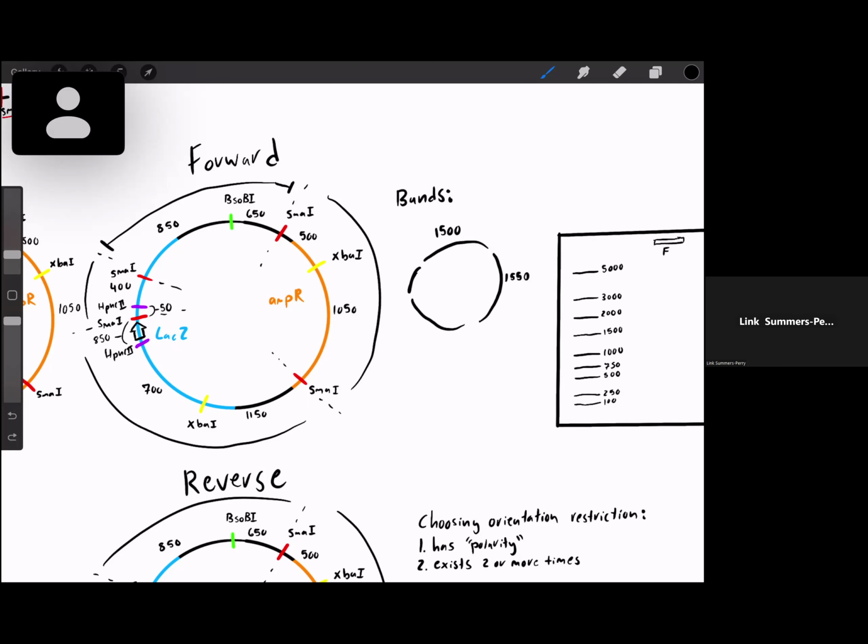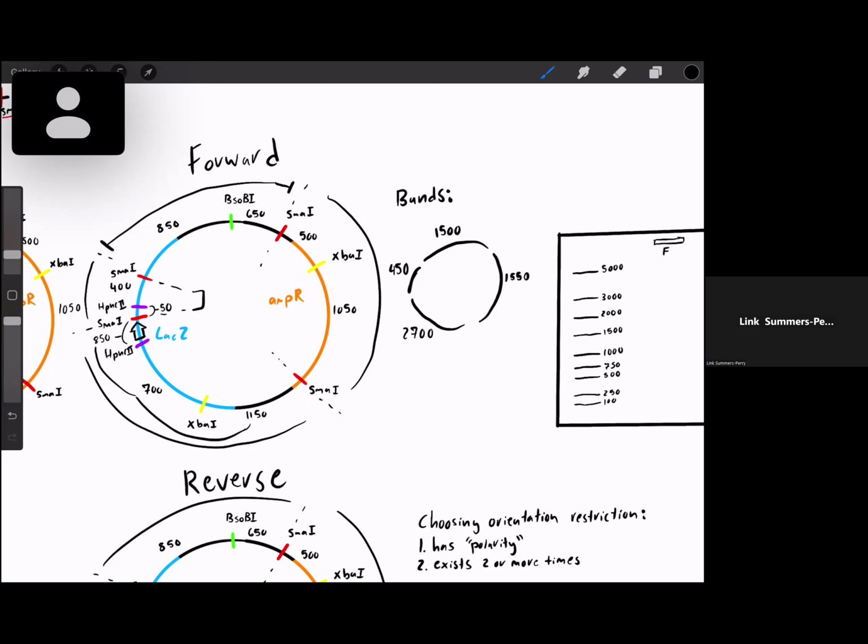1,150 plus 700. And then we also need to include the insert now, this section right here. We have 850 from the insert plus the 700 plus the 150. So 1,150 plus 700 plus 850, we have 2,700. And then from this site to this site, we have 50 and 400, so that's 450. So these would be the band sizes that we would be left with.